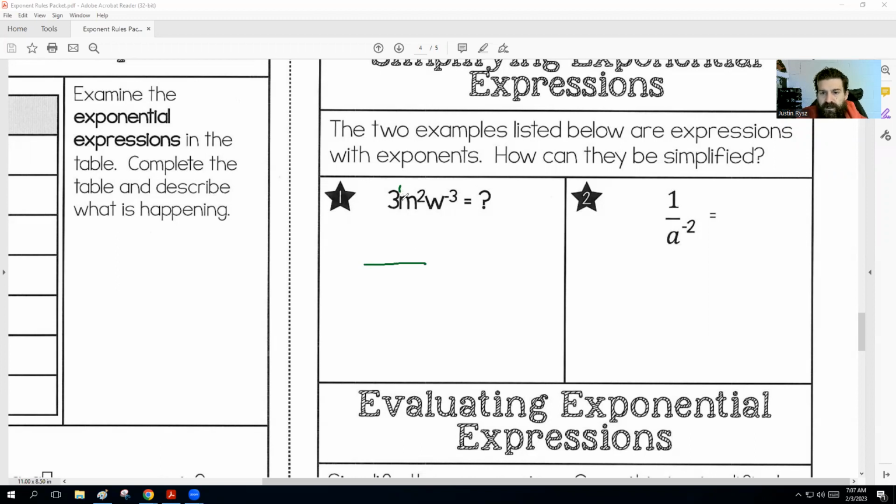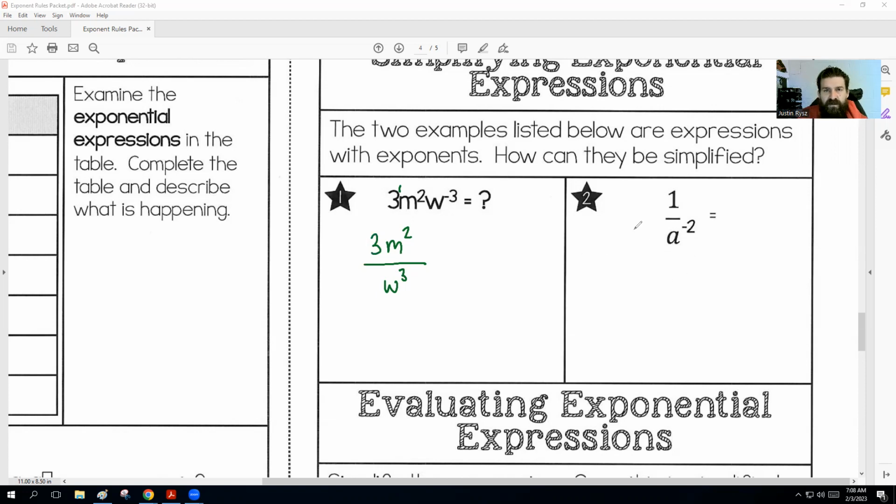So 3 is on the top. Same thing with the m squared, it's on the top because those are both positive. The w, though, is to the -3rd, so we're going to put it on the bottom. And once we change the side of the fraction it's on, we change the sign.